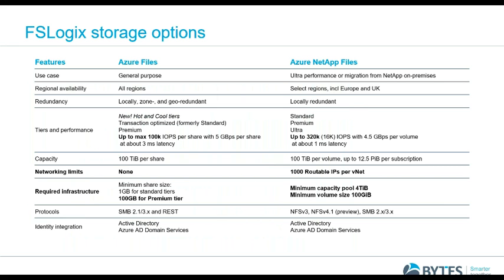So FSLogix for the profile container does require some SMB3 storage, as I've mentioned. Here are two options that I would recommend. There is a third option, which would be to create your own file server, Storage Spaces Direct or something of that nature. I'm not going to mention that because I don't think that's the right way to go.